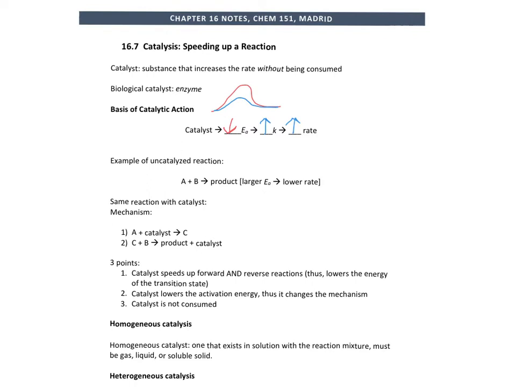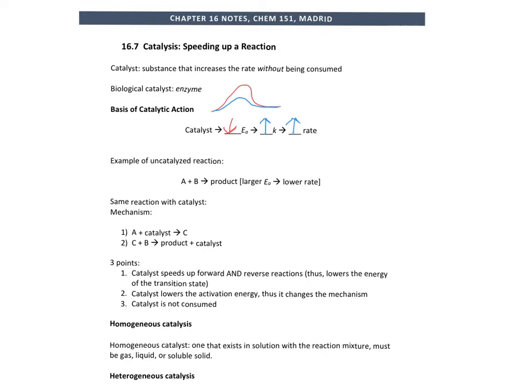All right, so let's compare what an uncatalyzed reaction might look like in terms of its mechanism as compared with a reaction that is catalyzed. If a reaction is uncatalyzed, this might be its mechanism: A plus B react together to form a product, but it has a relatively large activation energy, therefore its rate is pretty slow. It's a pretty low rate.